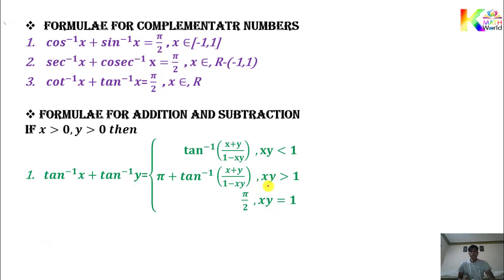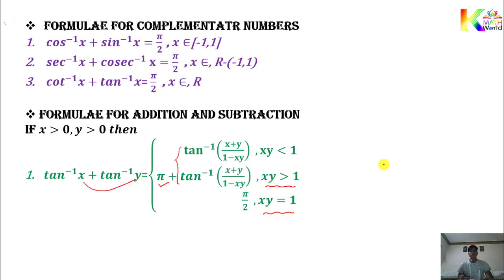In the same way, whenever your product of x into y is greater than 1, nothing to remember, you just get pi extra. The same result is there, but you get plus pi extra. When do you put plus pi extra? Whenever your product x into y is greater than 1. And whenever x into y equals 1, you get the answer pi by 2.